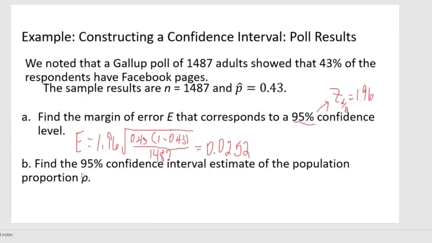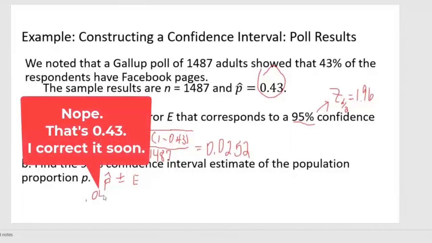Okay, so now find the 95% confidence interval estimate of the proportion. Well, what we know is that we're going to take our p hat plus or minus e. So p hat was right here, that's the 0.43. So I really have 0.43 plus or minus 0.0252.